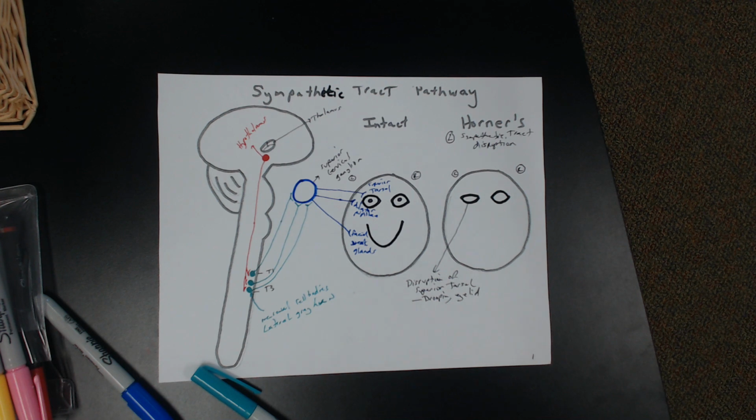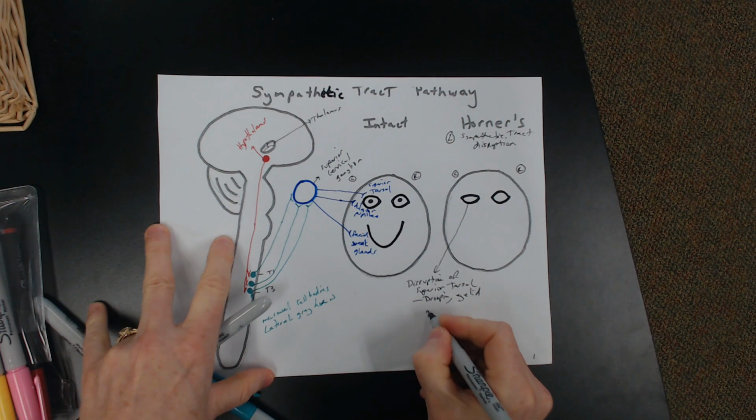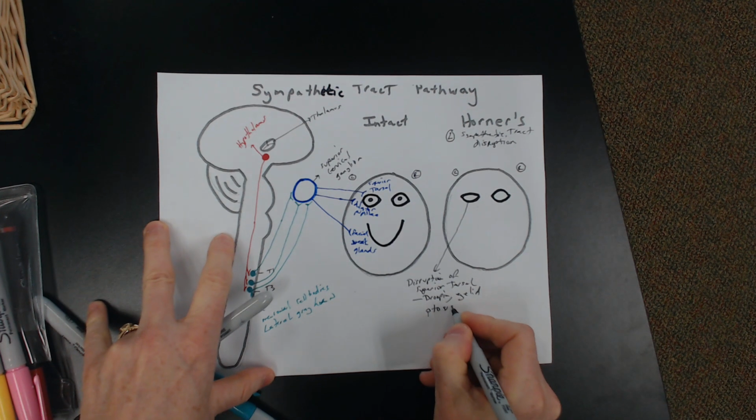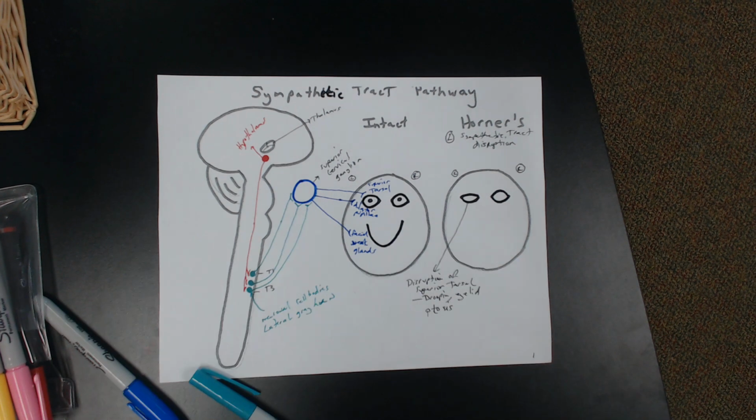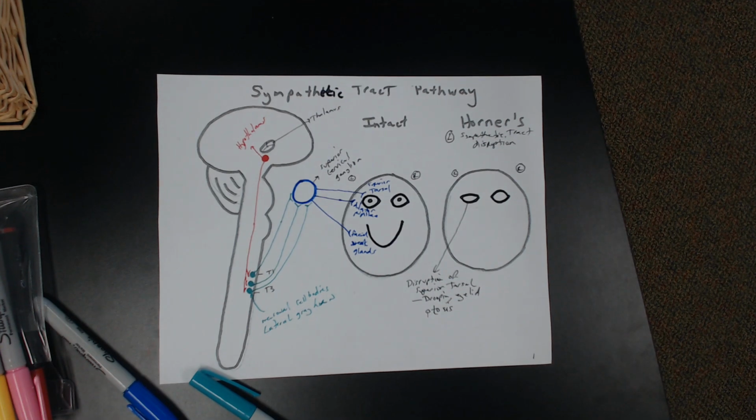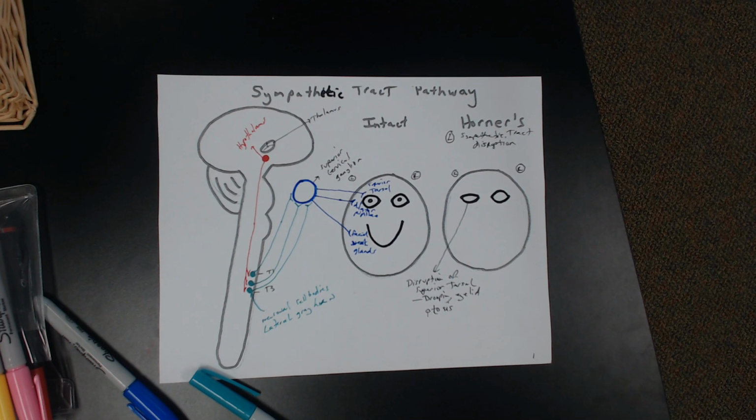Does anyone know what the medical term is for a drooping eyelid? That would be called ptosis. P-T-O-S-I-S. Ptosis. So the first part of Horner syndrome is the patient's going to present with ptosis, ipsilateral ptosis. And ptosis means nothing more than a drooping eyelid.